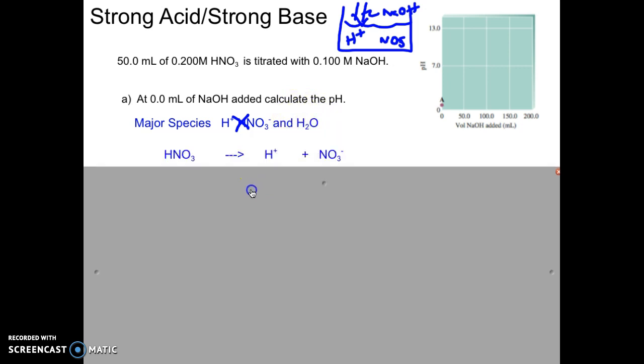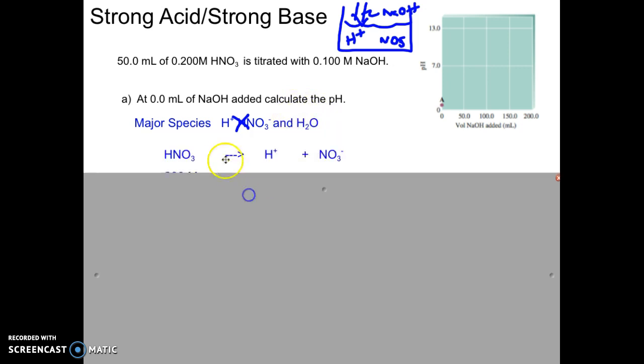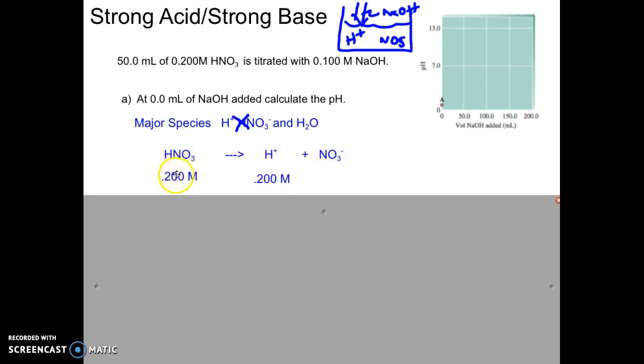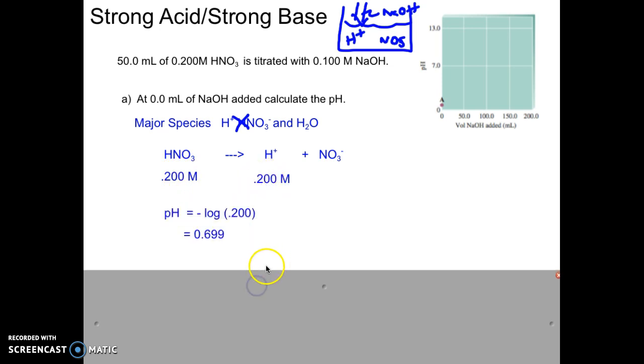And what's going to happen is that, as we talked about, nitric acid is a strong acid, so it completely dissociates. And if we have 0.2 molar of the nitric acid, we would have 0.2 molar of the hydrogen ion. So calculating the pH for that solution before any NaOH is added is really relatively simple. You just take the negative log of the 0.2.